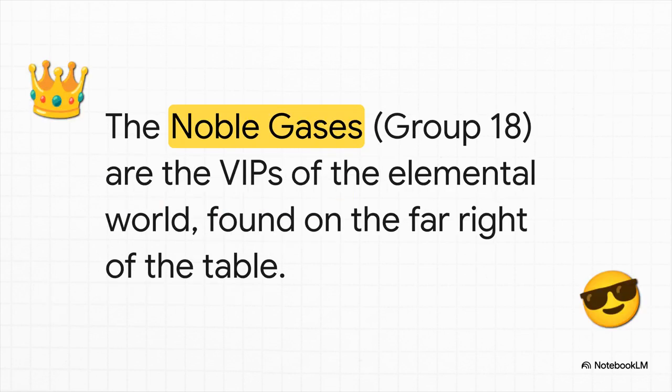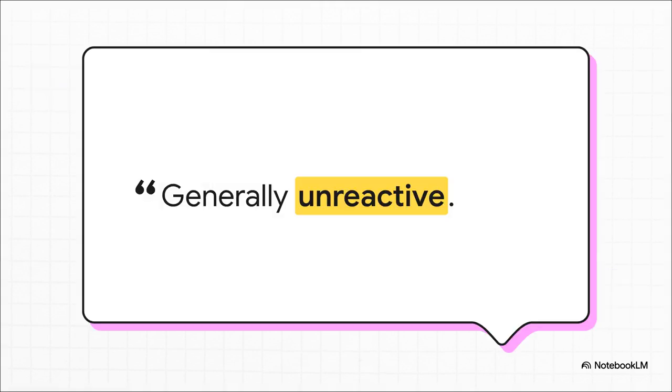And at last, we arrive at the far, far right of the table, Group 18. This family has a special name, the noble gases, and they are absolutely the elite, the VIPs of the entire elemental world. So what gets them into the VIP club? It's one simple but profound trait. They are generally unreactive. They have a full outer shell of electrons, which basically means they're perfectly happy and stable all on their own. They just don't feel the need to bond or react with other elements.